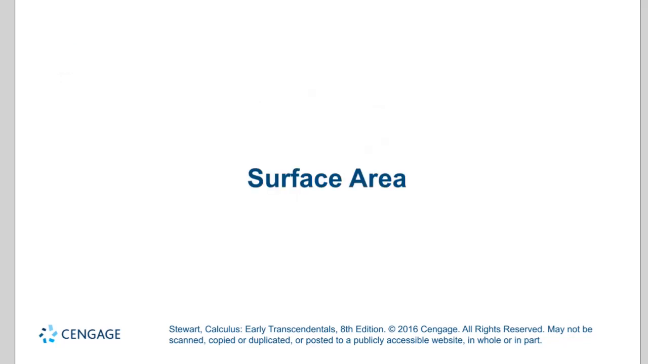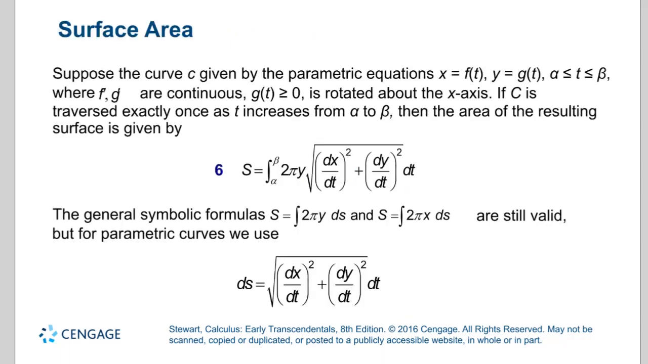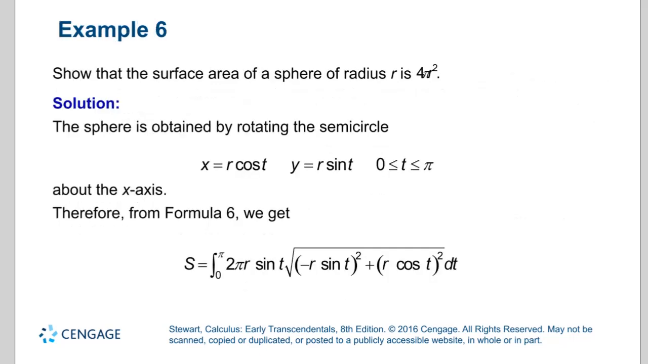The last thing we're going to look at is surface area. The surface area formula that we're going to use is the integral from a to b of 2 pi y times the square root of the derivative of x squared plus the derivative of y squared. So let's look at an example. We want to show that the surface area of a sphere of radius r is 4 pi r squared.